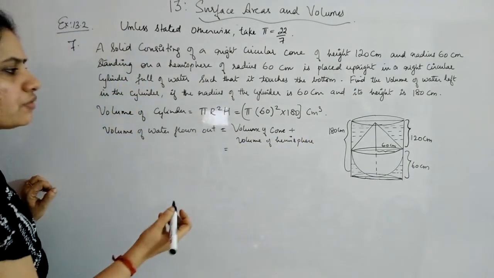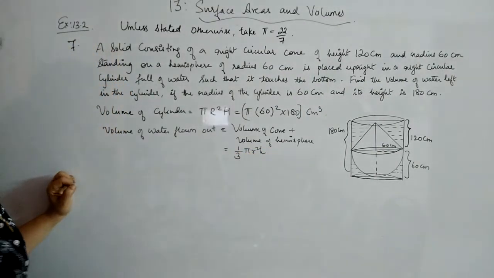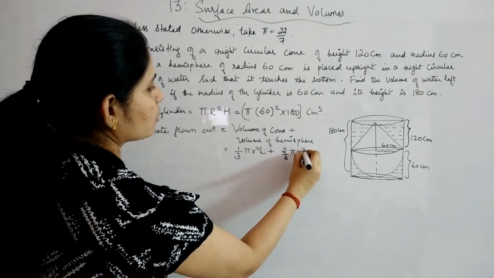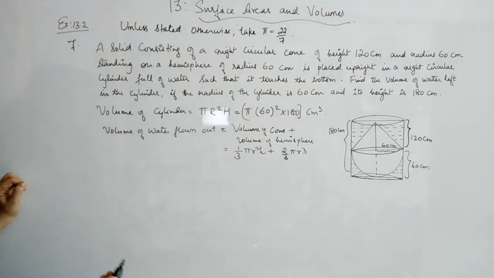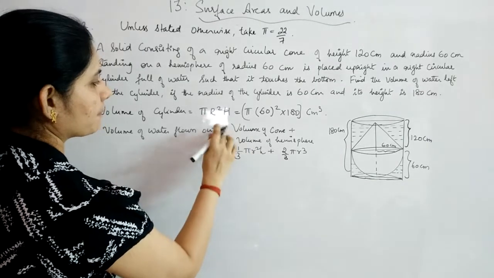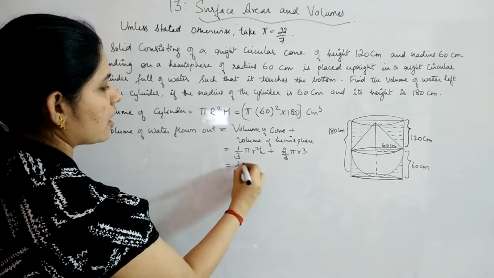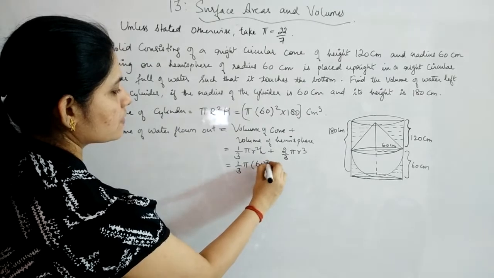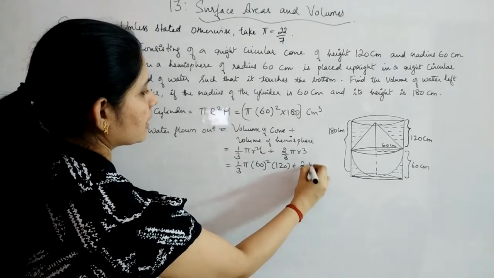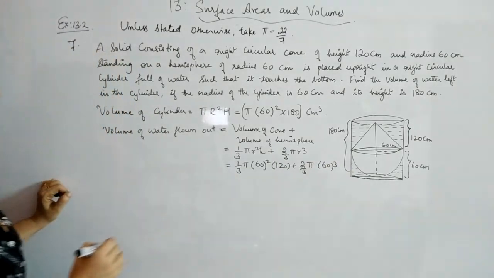Okay, so what is the volume of a cone? 1/3 pi r square h. So here I am using small r and small h, plus the volume of the hemisphere will be 2/3 pi r cube. For both you have the same r, that is the radius is the same, so you can use r in both the cases. Again 1/3 pi r square, and r is 60, so here you have 60 square into, what is h here? 120, plus 2/3 pi r cube.